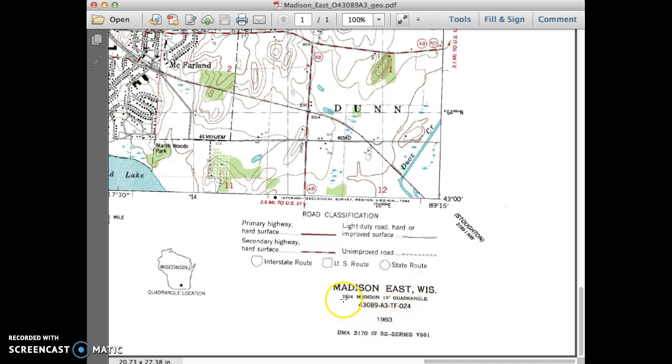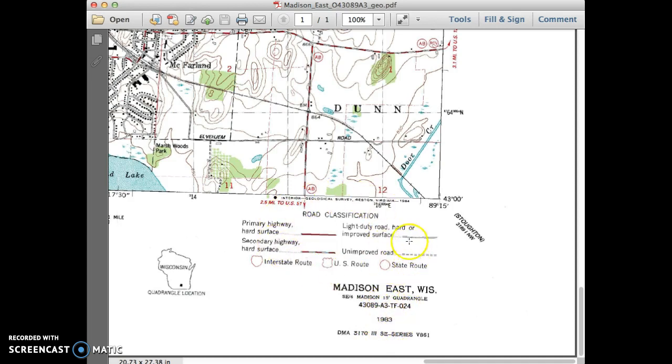And it says right here, SE/4. That means it's the south quarter of the Madison 15-inch quadrangle. So again, if you were to look at the bigger quadrangle, this is just 1/4 of that information. This map was published in 1983, as you can see right here.